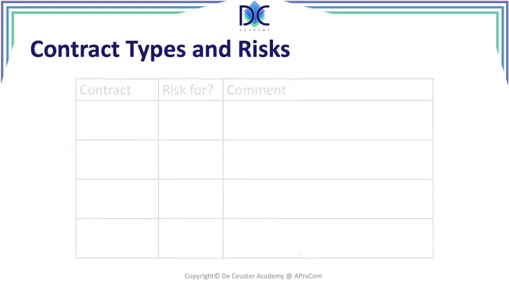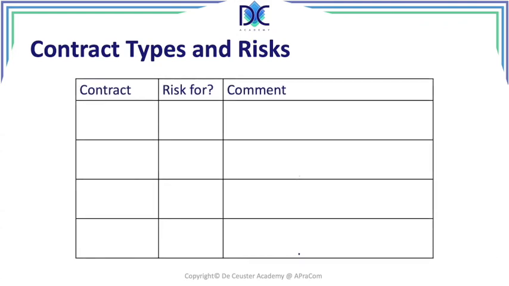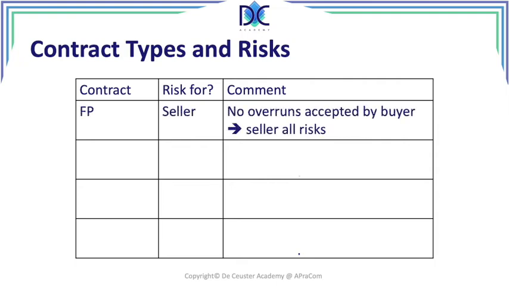Another important element to consider are the contract types and the risk. Who is carrying the risk? We have the fixed price contracts, and fixed price is typically for the seller. So all the risks are in fact for the seller. There are no risks for the buyer.